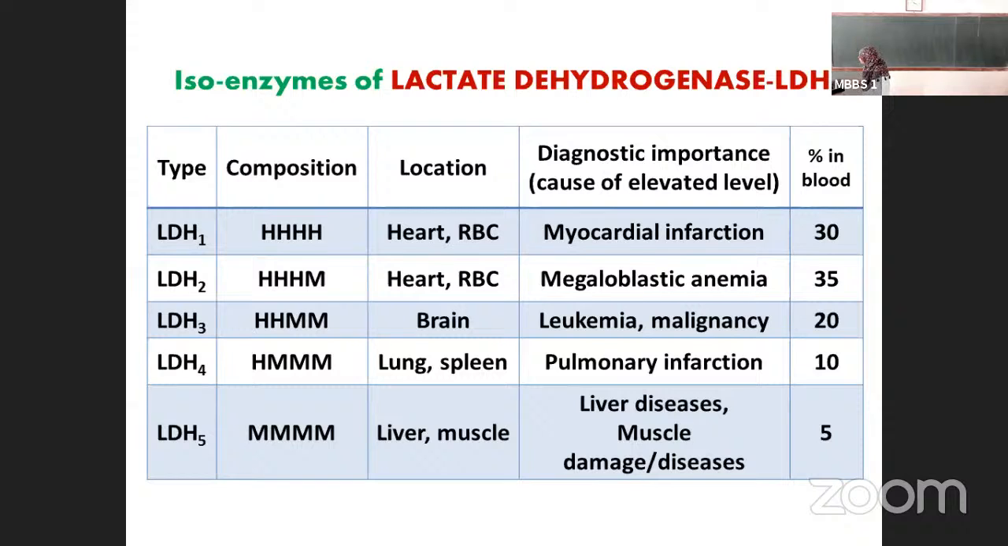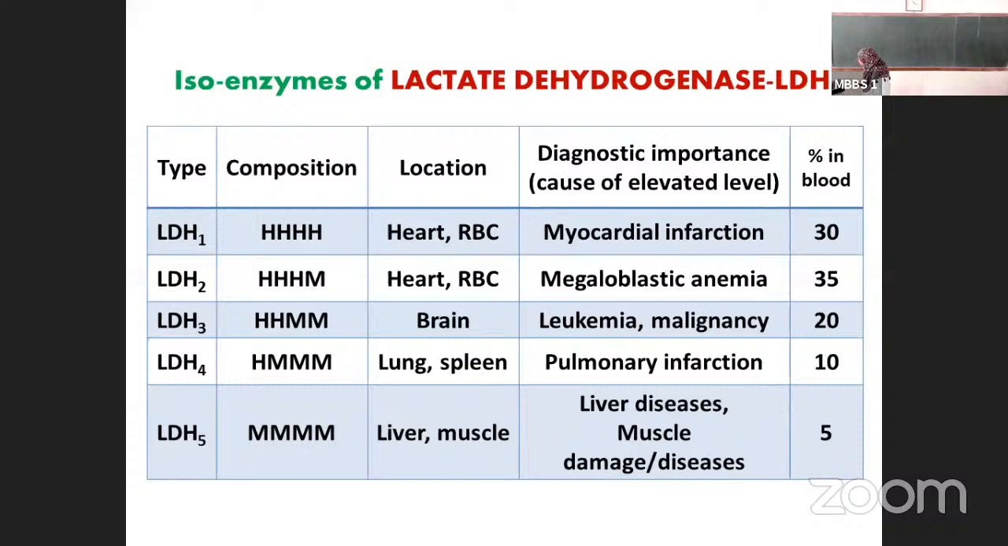Okay. LDH3 has H2 and M2 subunits. It is mainly derived from the brain, and it is useful for the diagnosis of leukemia and malignancies, and it constitutes 20% of the total enzyme. Okay. LDH4 has H1 and M3 subunits, mainly present in the lung and spleen, and this isoenzyme LDH4 is useful for the diagnosis of pulmonary infarction, and it constitutes 10% of the total enzyme activity.